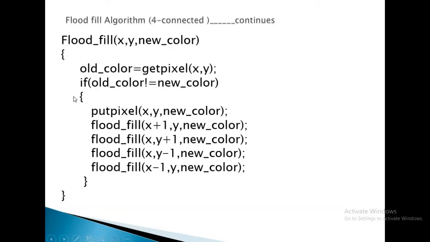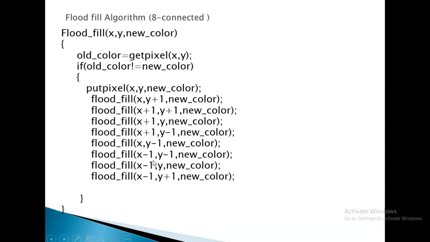Here is the flood fill algorithm. There is a condition: if old color is not equal to new color, and the old color is the color being replaced, then we replace this old color by a new color. This one is the 4-connected region algorithm, and this one is the 8-connected region algorithm.